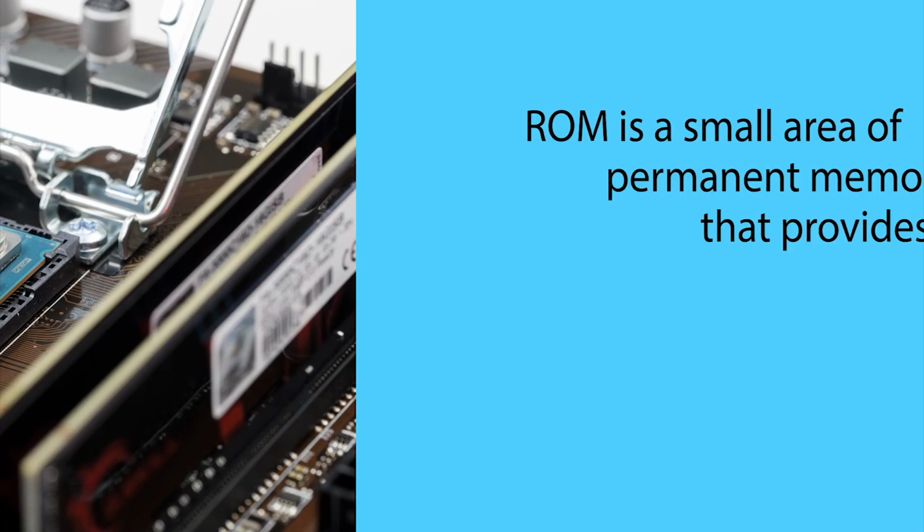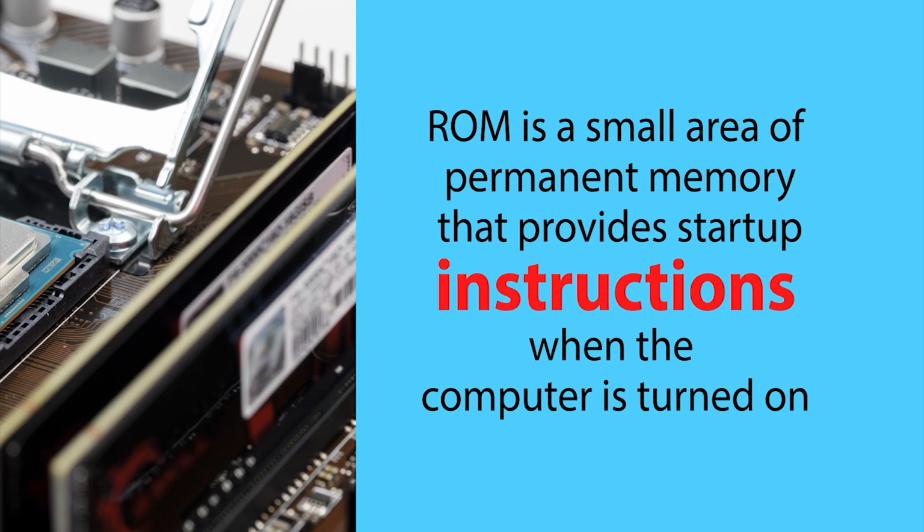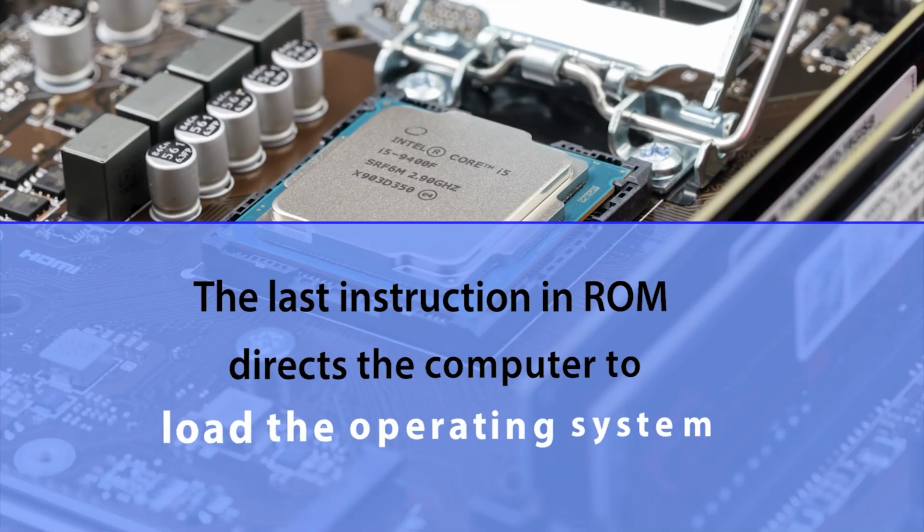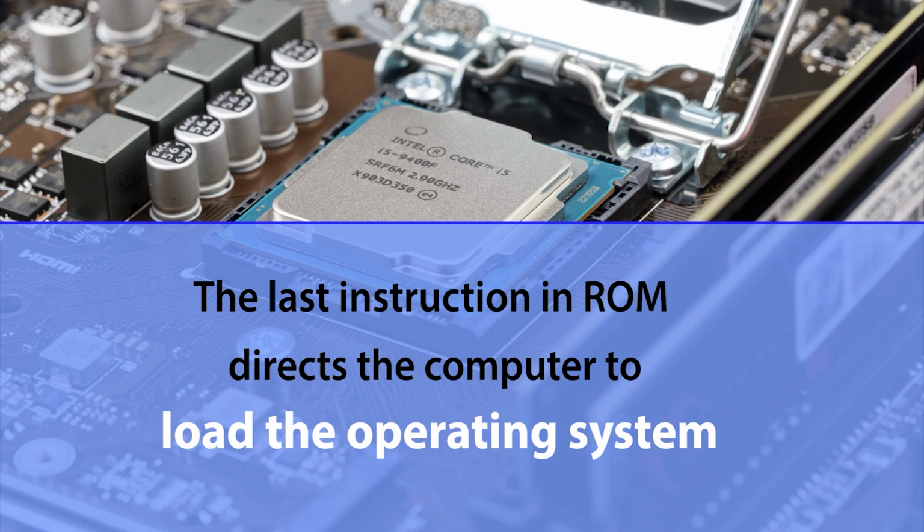In the main memory we can read and write data, but in the case of ROM, we only access the data for reading purposes. This is a small memory and also a permanent memory. When you start your computer, it gets the power supply to start all the hardware components. At that point, the first memory accessed is this ROM, which keeps the startup instructions of the system when the computer is turned on. The last instruction in the ROM is used to load the operating system.